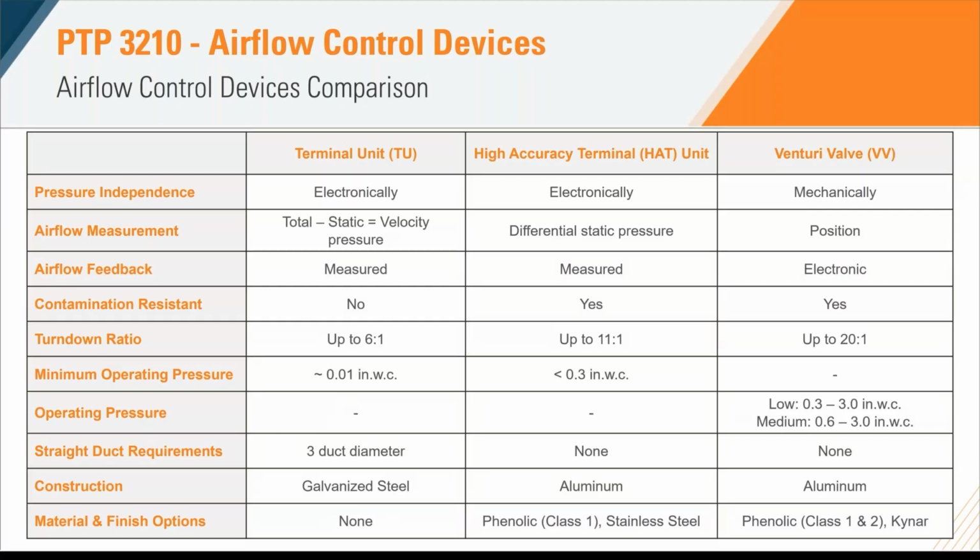Again, as mentioned, the high accuracy terminal unit and the Venturi valve don't require any straight duct. And then lastly, the material finishes available for high accuracy terminal unit and Venturi valve include either phenolic or stainless steel for the high accuracy terminal unit, or phenolic and a Kynar coating available for that Venturi valve. So to really highlight the key components we talked about today, we covered the contamination resistance available, we discussed turn down ratio, and we covered that minimum operating pressure and operating pressure for that Venturi valve.